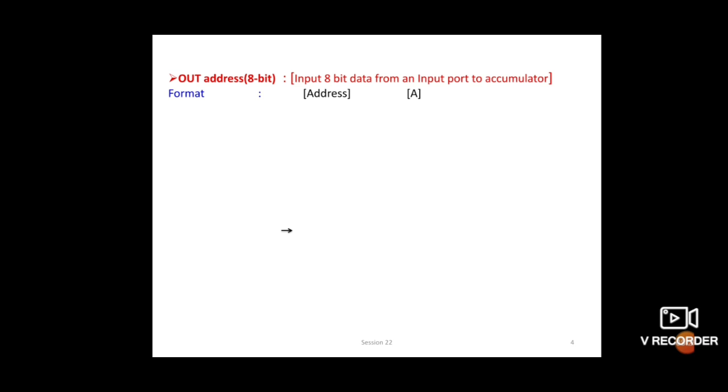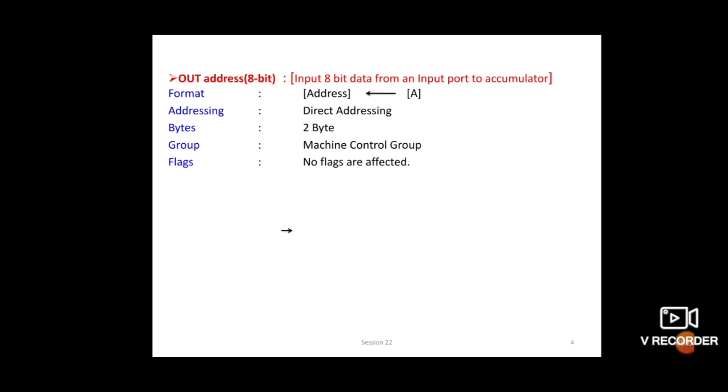Before that, we will see the address format of this instruction. See, whatever is stored in the accumulator, that content is transferred to the address. Address means this is also called a port. This port is always in 8-bit format. So in the previous instruction, port to accumulator. Now in the output instruction, accumulator to port. The remaining are the same: addressing is direct addressing, it is 2 bytes, and this is a machine control group. No flags are affected because only transferring is done.